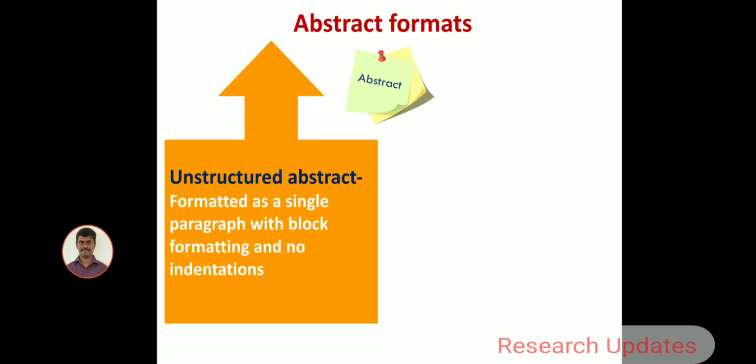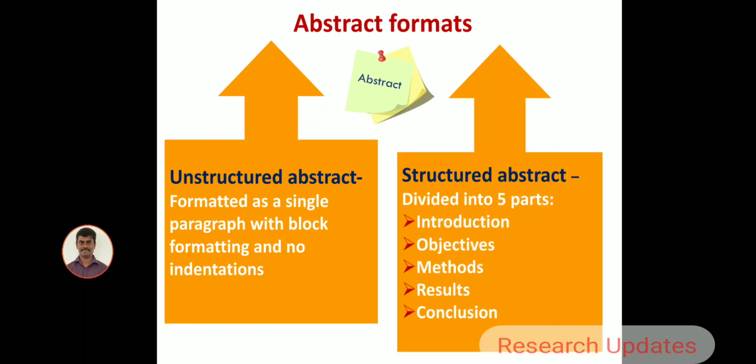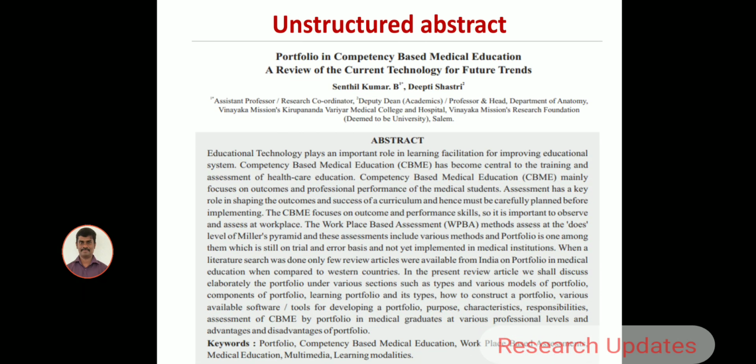Coming on to the formats of abstract. There are 2 formats of abstract. One is called an unstructured abstract and the other one is called a structured abstract. In an unstructured abstract, it is formatted as a single paragraph with block formatting and no indentations. Whereas in a structured abstract, it is divided into 5 parts starting with introduction, objective, methods, results and conclusion. Let us see an example for each of these types of abstracts. Unstructured abstract. This is an example of an unstructured abstract taken from one of my publications, where you can see the abstract.